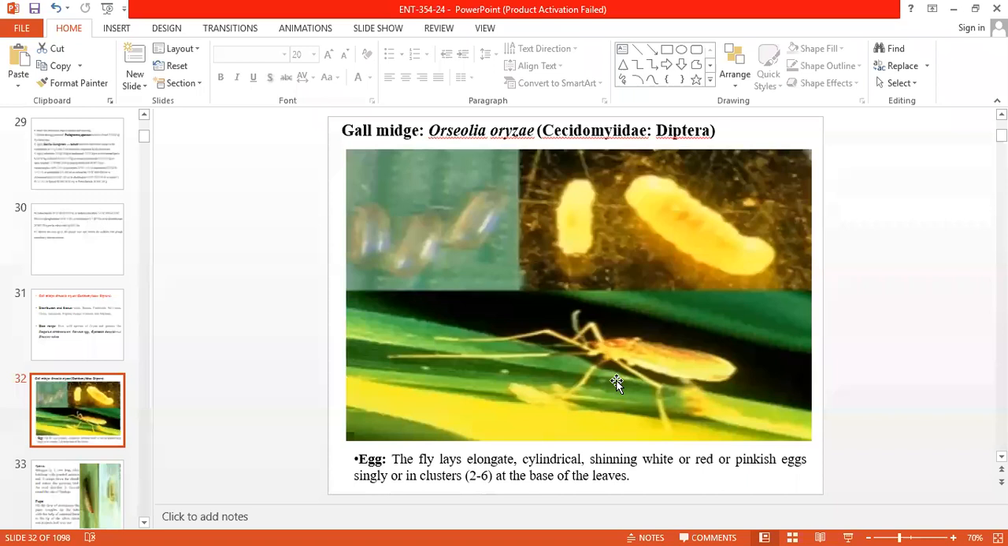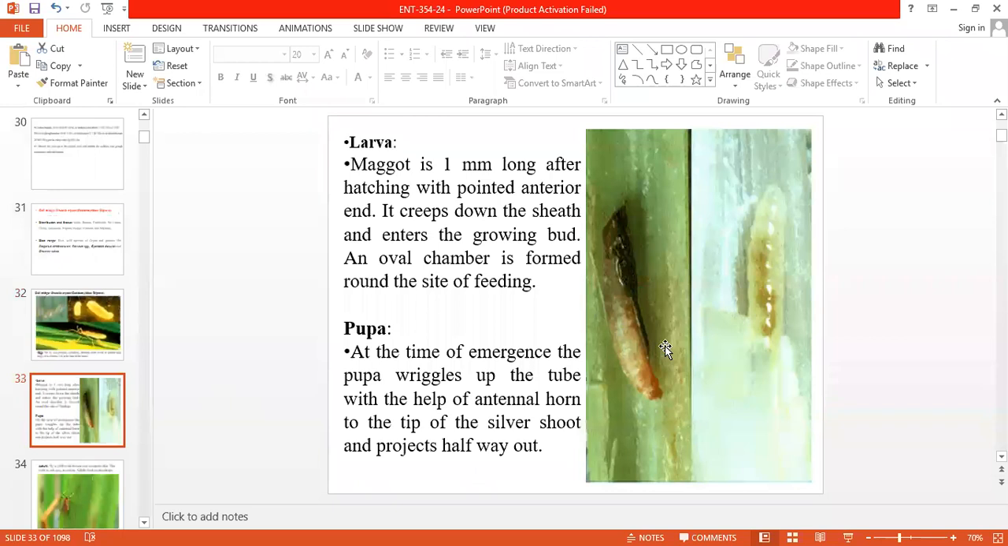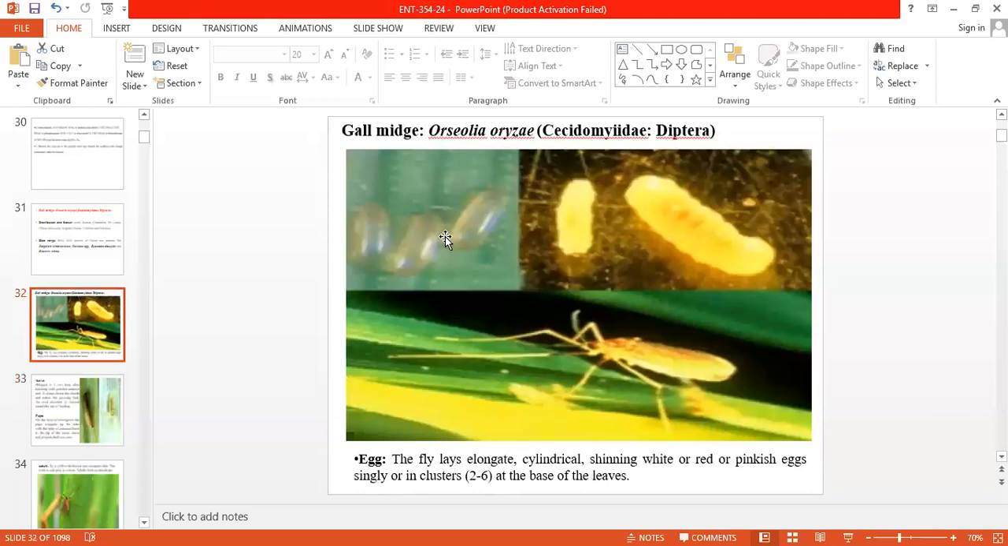So mainly their adult looks like a mosquito, which is orange in color. Then various life stages of that gall midge or gall fly. In that, the first one is eggs. So mainly eggs, which are tubular or elongated in shape, whitish in color.